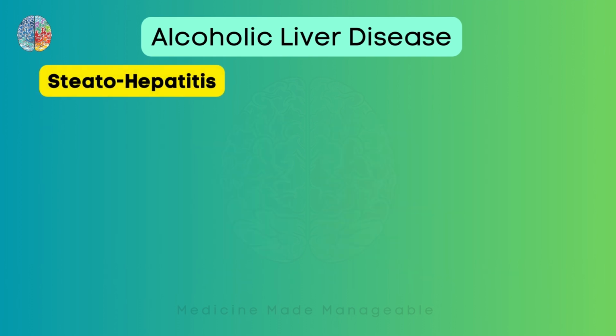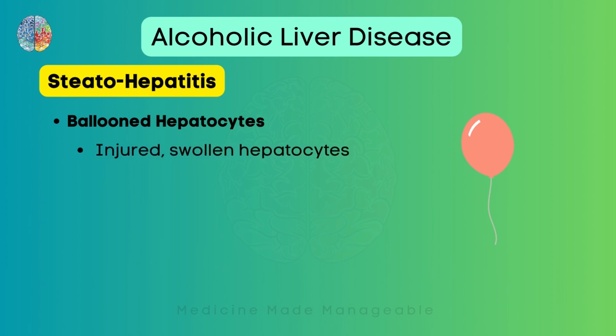Now let's jump to the second stage, which is steatohepatitis. In this condition, you will see ballooned hepatocytes. These are injured and swollen hepatocytes. And these injured hepatocytes contain Mallory-Denk bodies. I've talked about Mallory-Denk bodies in my previous videos as well. These are seen in a lot of conditions and one of them is this.